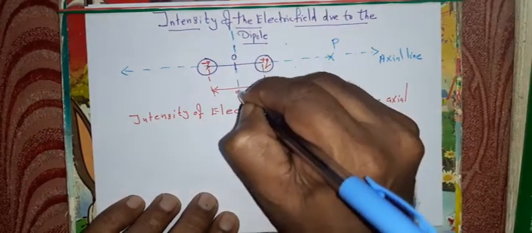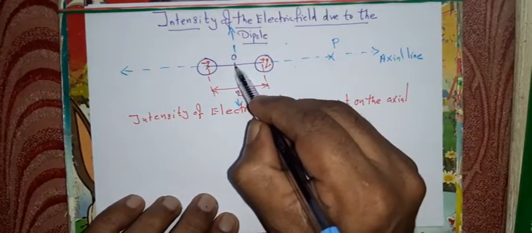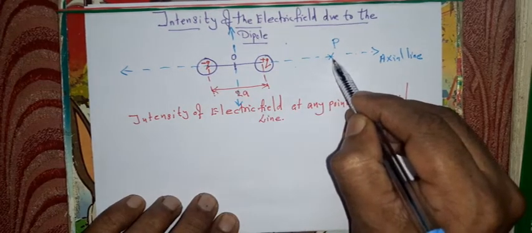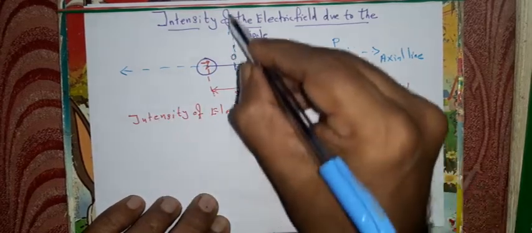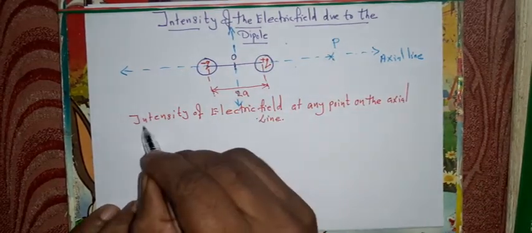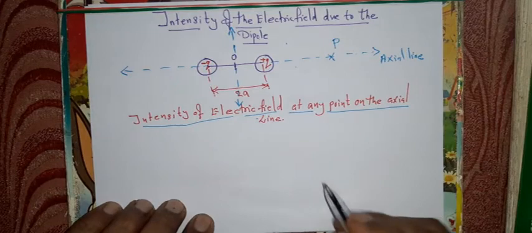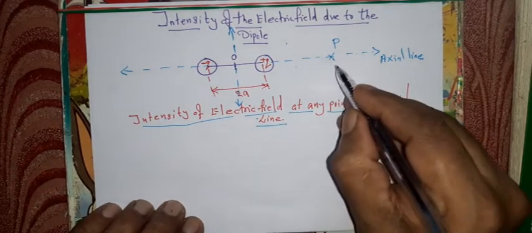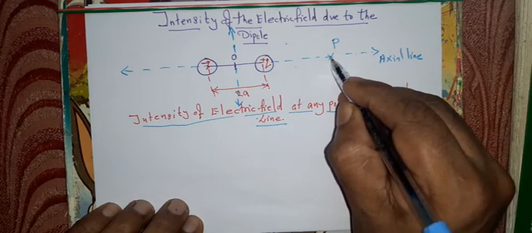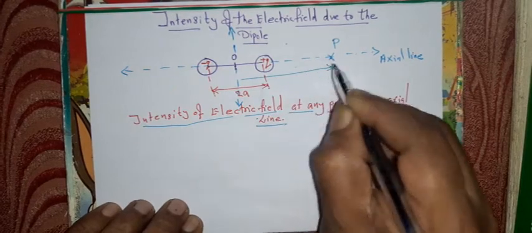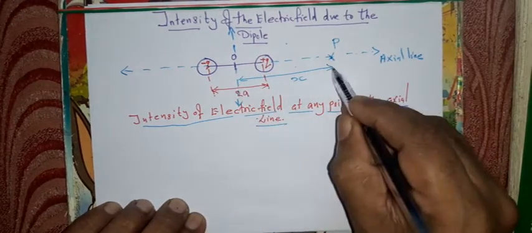What do we mean by equatorial line? The equatorial line is a line passing through the center of the dipole and perpendicular to its length. Therefore, now we are going to calculate the intensity of the electric field at any point in these two directions. First, we do the derivation for the intensity of the electric field at any point on the axial line. For that, we take a point P at a distance x from the center of the dipole.